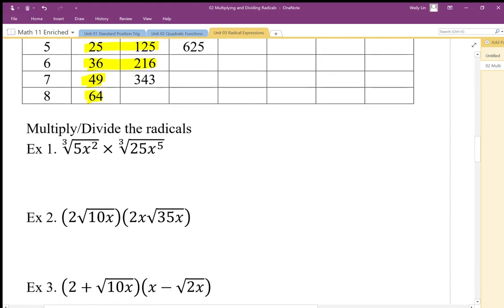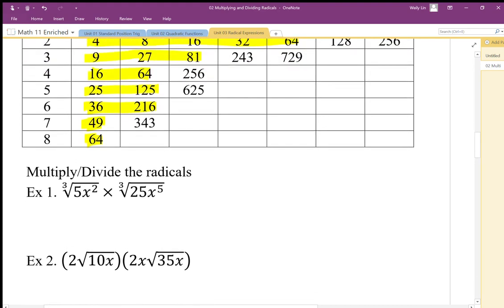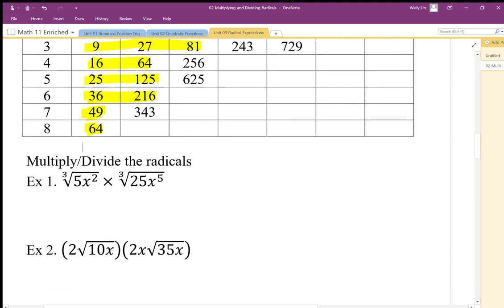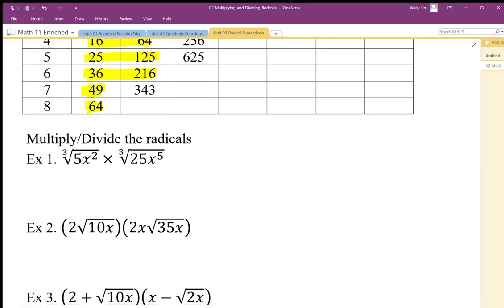Knowing our perfect powers allows us to simplify our radicals. So here we're multiplying some radicals, and our indexes match. So these are compatible radicals, and we can write this all under one index of 3, the cube root. And then we can just do numbers with numbers and powers with powers, so we end up with x to the power 7.